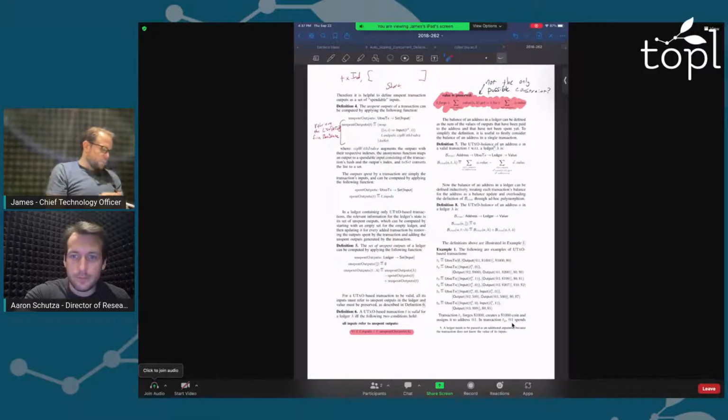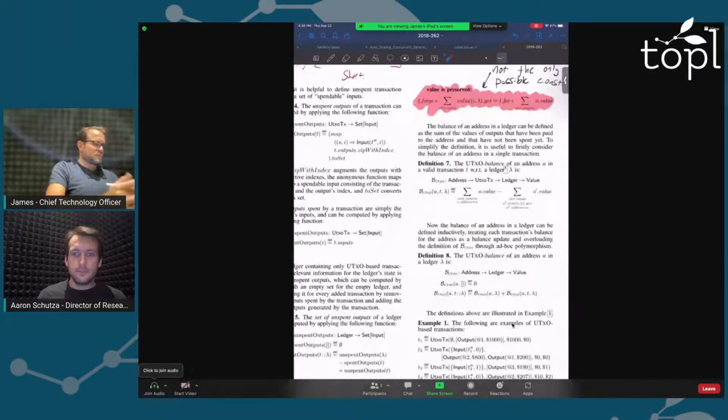One maybe important thing I want to point out is that definition 6 is pretty crucial. Here they say all inputs refer to unspent outputs, so you never just terminate a branch. You always fully account for them, for all T in inputs and I in unspent outputs. And then the value has to be preserved.